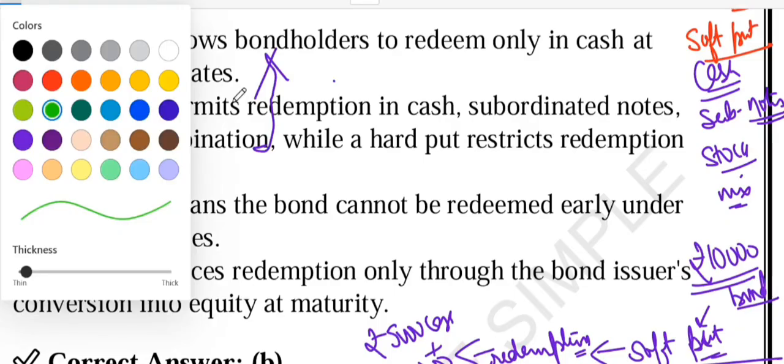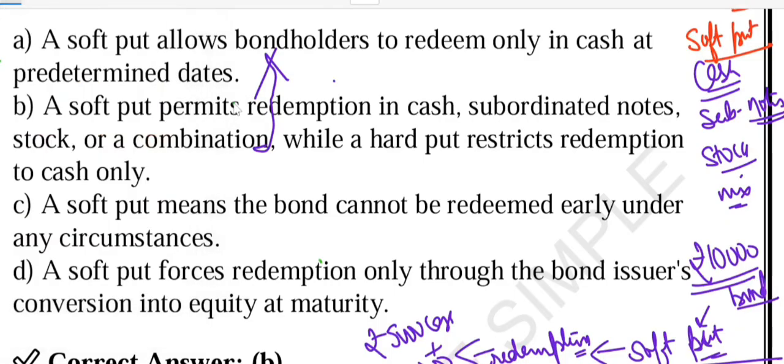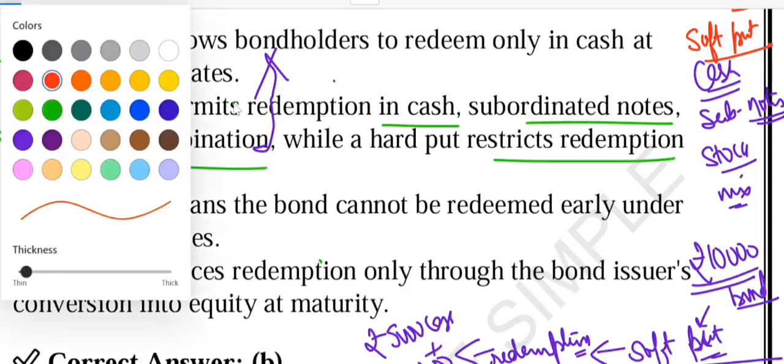What about option B? Option B says that a soft put permits redemption in cash, subordinate notes, stock, or a combination, while a hard put restricts redemption to cash only. Yes, this is the perfect answer. This is the correct answer to this particular question.